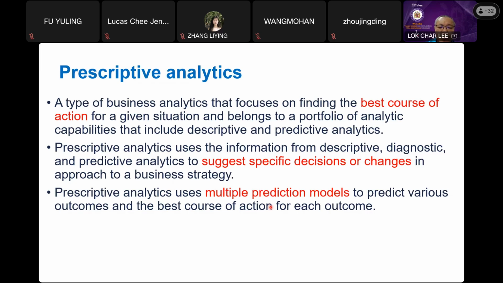Prescriptive analytics uses multiple prediction models to predict the various outcomes and the best course of actions for each outcome. So we will put in some scenarios, and the different scenarios will provide us with different outcomes. Of course, we want to choose the best outcome for the company. With these predictions and the prescriptive analytics, we can keep on tracking our company performance in the coming years. So these are all very important for all business persons, just to make sure that everything is aligned with our objective.